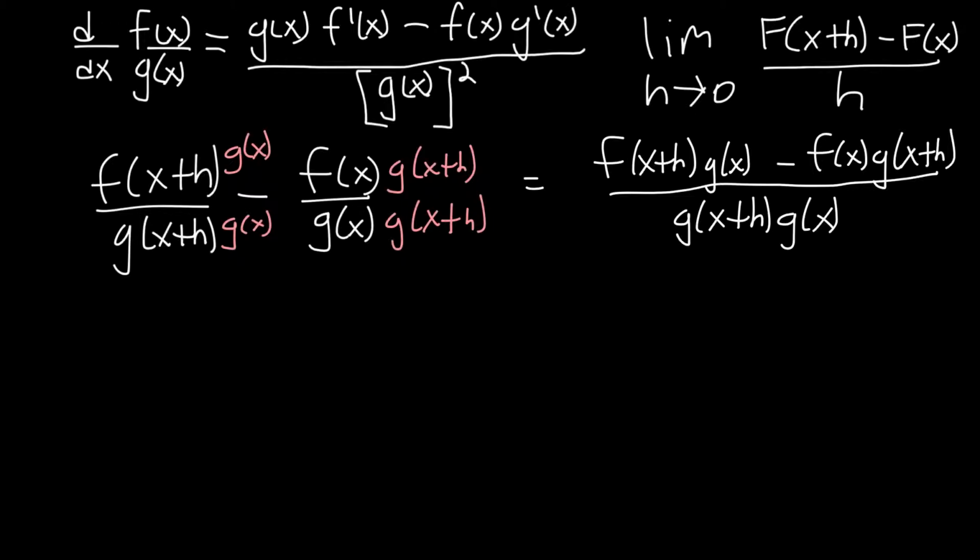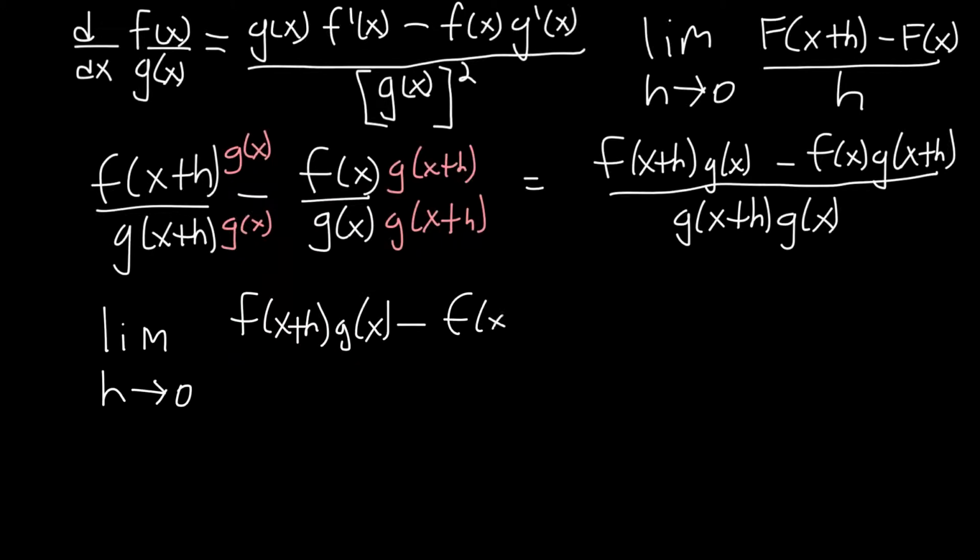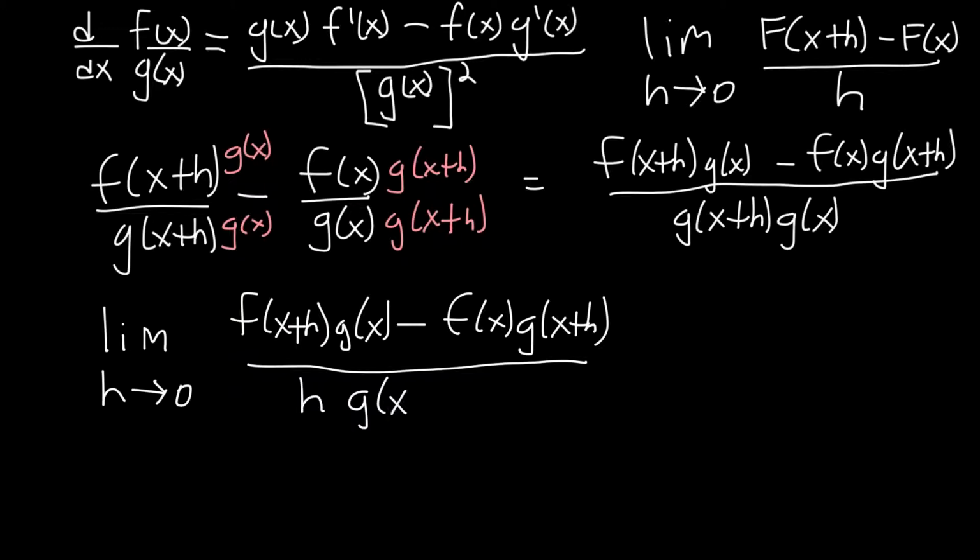So now that we have our function in one piece, we can go ahead and divide by h and set the limit as h goes to 0. So that will look as follows. The limit as h goes to 0 of f of x plus h g of x minus f of x g of x plus h all over h, g of x plus h g of x.